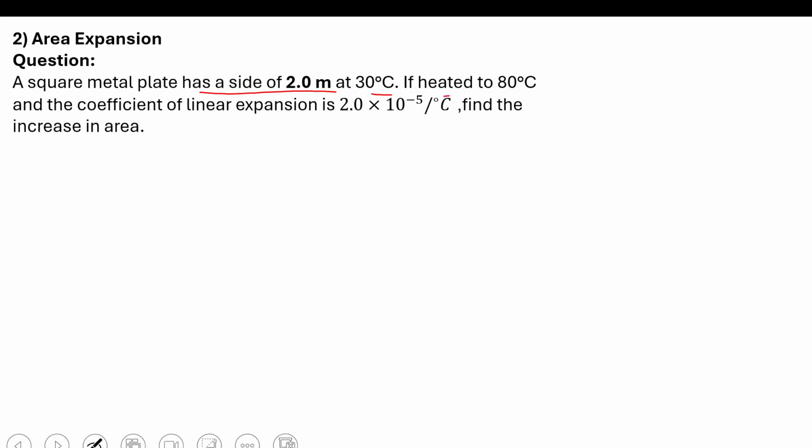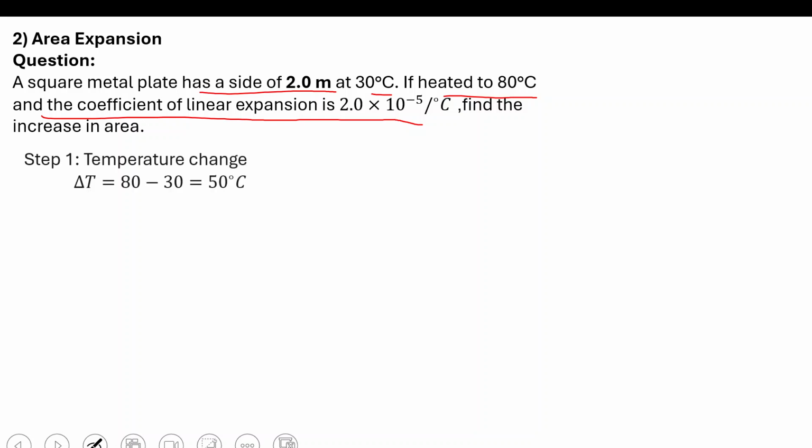If heated to 80 degrees C, the coefficient of linear expansion is 2 times 10 raised to the power minus 5 per degree C. Find the increase in area. So first of all, change in temperature is given as 80 minus 30, which is equal to 50 degrees C. Look at the temperature, one temperature here, one temperature here. So change in temperature is 50 degrees C.